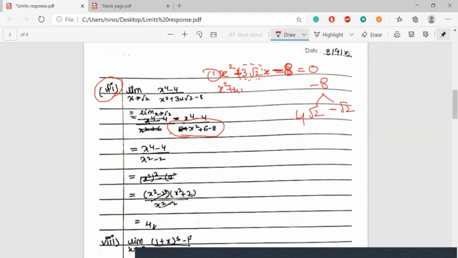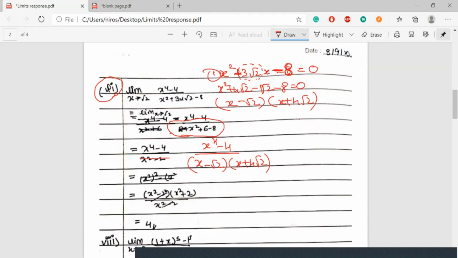Then you will get x square plus 4 root 2 x minus root 2 x minus 8 equals to 0. Now what will be the factors for this? x minus root 2 and x plus 4 root 2. x minus root 2 into x plus 4 root 2, right? So for this, x power 4 minus 4 divided by x minus root 2 into x plus 4 root 2, correct?